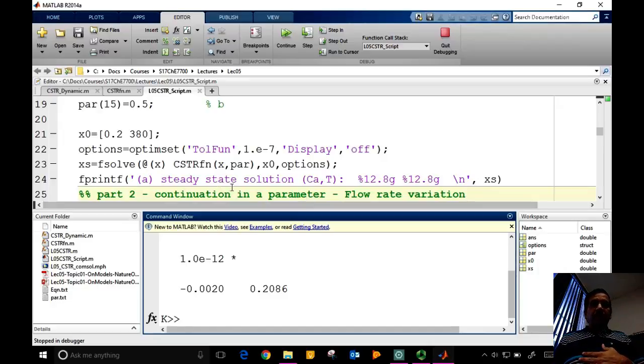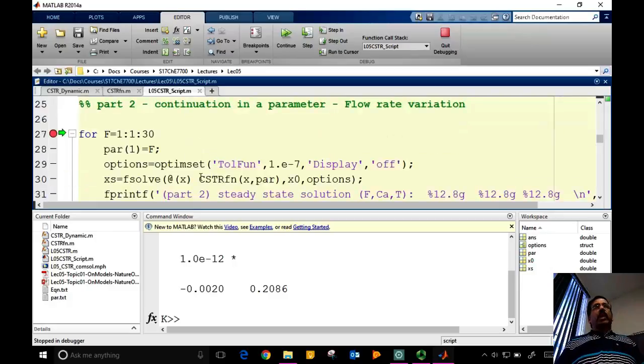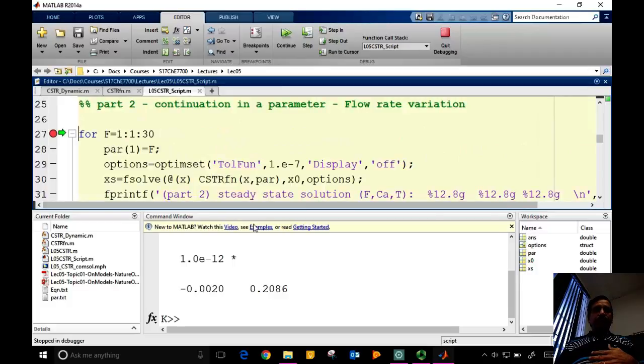Now, before we do that, I pose the second problem, and the problem is I want to now look at how the solution changes as one of the control parameters changes, the flow rate in this case. The flow rate changes from 1 to 30 in steps of 1. I want to generate solutions for flow rate of 1, 2, 3, 4, etc., all the way up to 30, and maybe plot them. Here I'm just printing them out. So that's fairly easy to do.